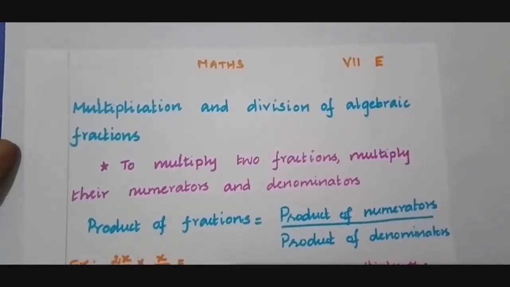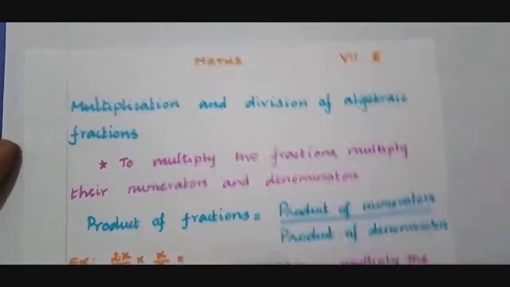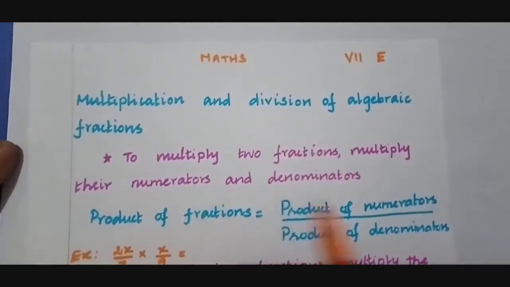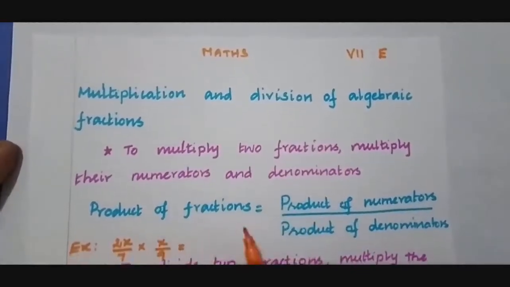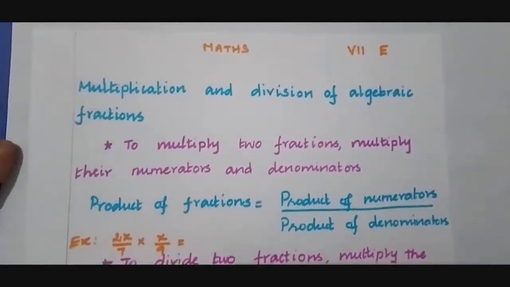How do we multiply two fractions? Yes, first we have to multiply the numerators and then we have to multiply the denominators. The same holds true for algebraic fractions also. To multiply two algebraic fractions, multiply the numerators and denominators. Product of fractions is equal to product of numerators divided by product of denominators.